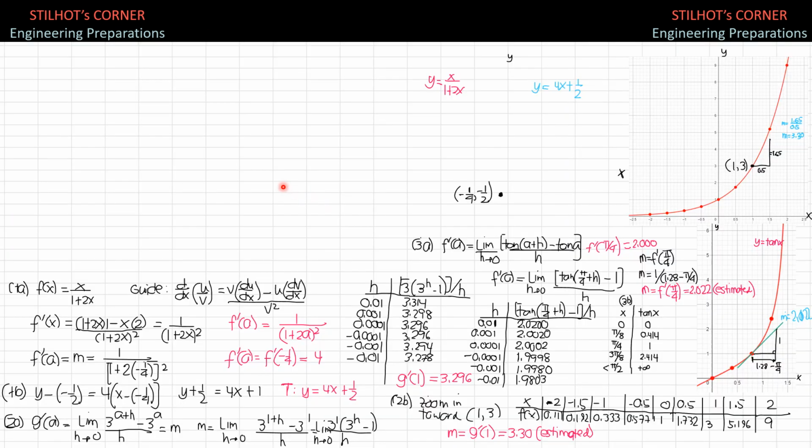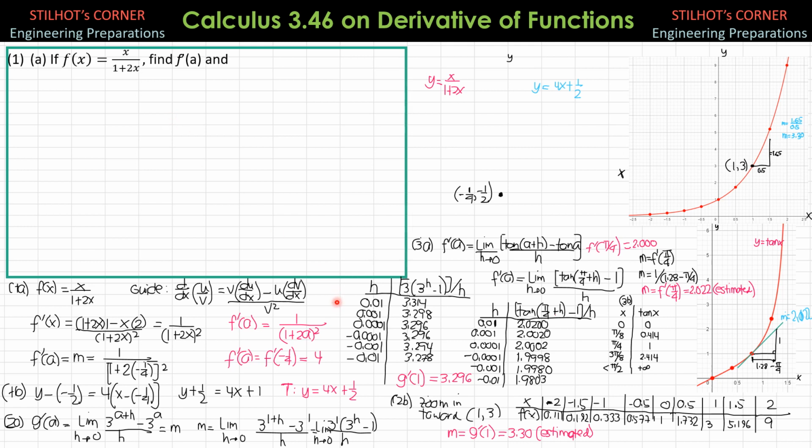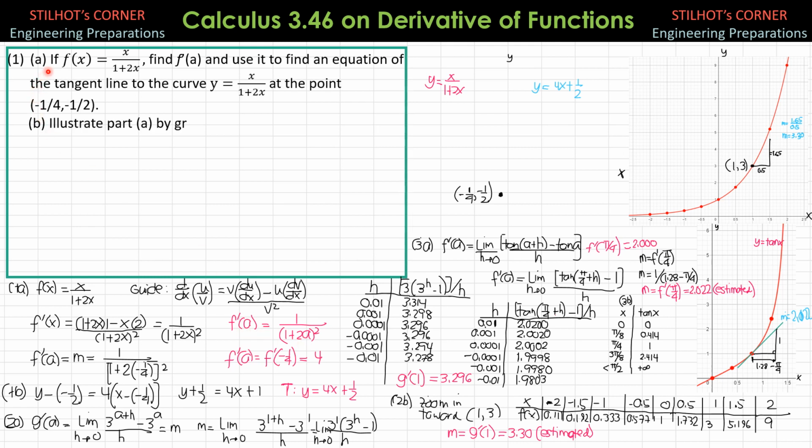Hello, future engineers, subscribers, and viewers. Here are another set of problems in calculus about derivative of functions interpreted as slope, but we just estimate the slope based on the curve. For part A, we have accurate slope. So if 1A, if f of x is x over 1 plus 2x, find f prime of a.